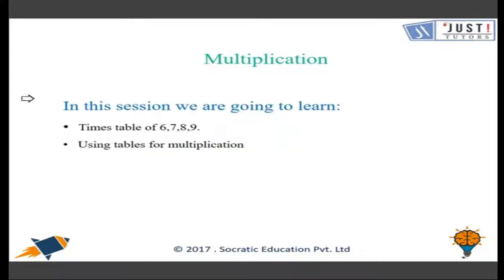In this lesson we are going to learn about the times tables of 6, 7, 8 and 9. Also we are going to learn how to use times tables for multiplication.